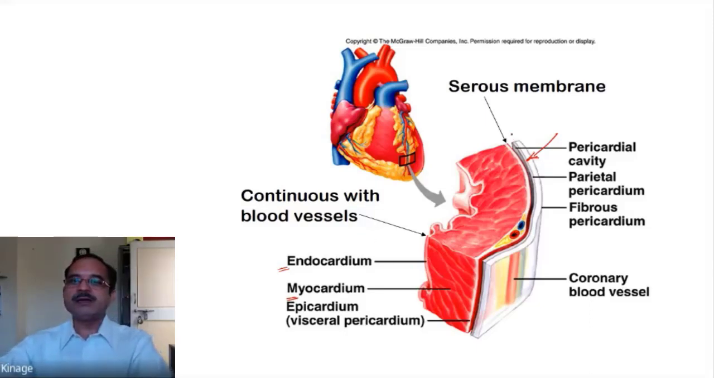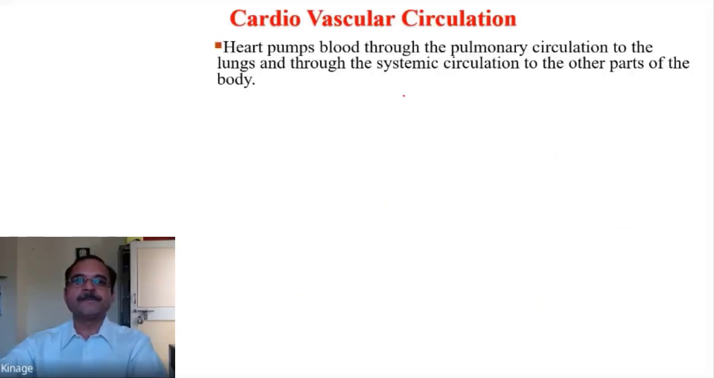There is some liquid here, this serous membrane, because the heart is continuously contracting and expanding. So it requires some lubricant, and the function of that liquid is just to provide lubrication for the heart. The heart pumps blood through the pulmonary circulation to the lungs and through the systemic circulation to other parts of the body. Systemic circulation means supplying blood to the other parts of the body, and pulmonary circulation is supplying the deoxygenated blood to the lungs.